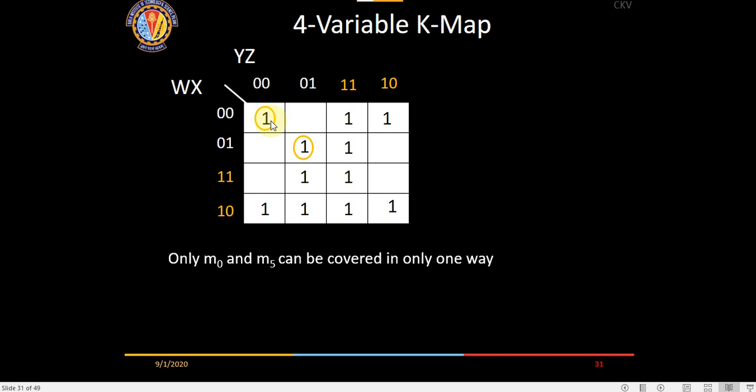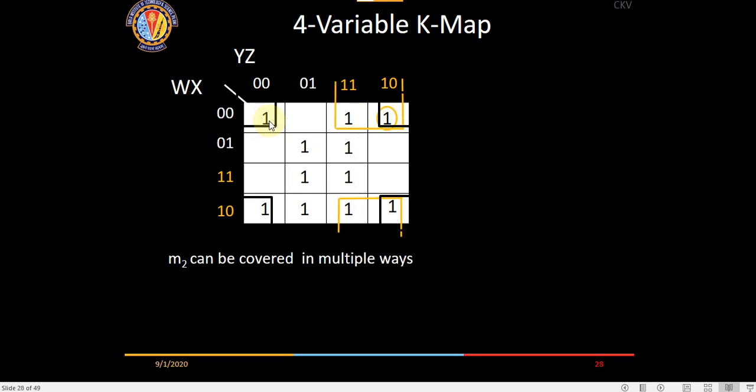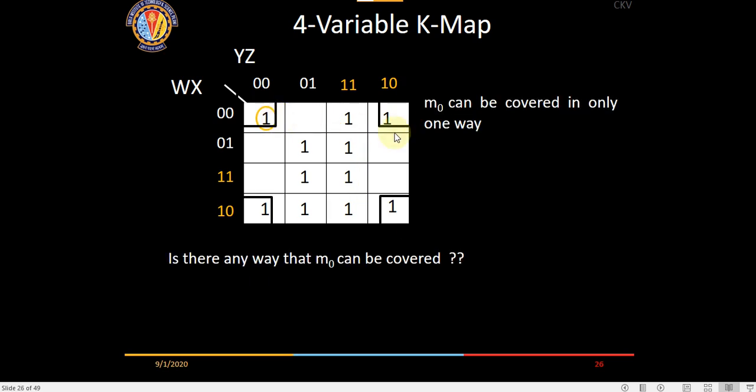Sir, I didn't understand why M5 is essential. Okay, let's go back. For this one, this is one grouping which is possible in 4. This is the maximum possible. I cannot make an 8. This is 4. Is there any other way where I can make one more 4? It is not possible, right? So that becomes the prime.